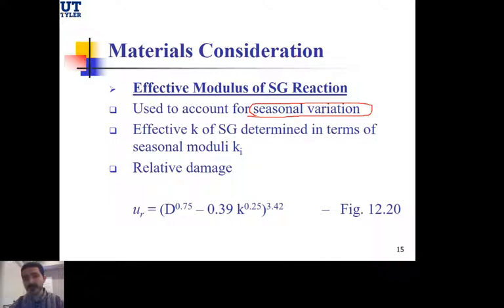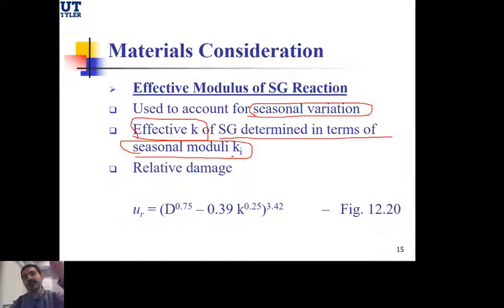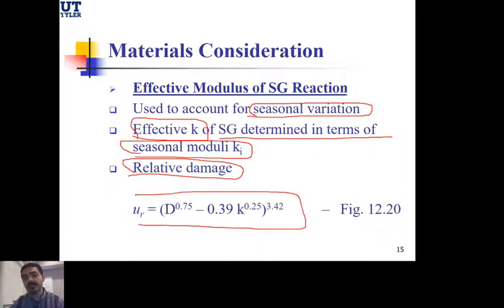The third type of correction is the effective seasonal variation. So I need to get what we call the effective K value, instead of the effective resilient modulus, which we discussed last time. Now we need to get the effective K value, which is determined in terms of the seasonal moduli. Again, we're going to get a K value for each month. We're going to get the relative damage, similar again to the flexible pavement, using this equation, and then we're going to get a representative, or effective, K for the whole year.